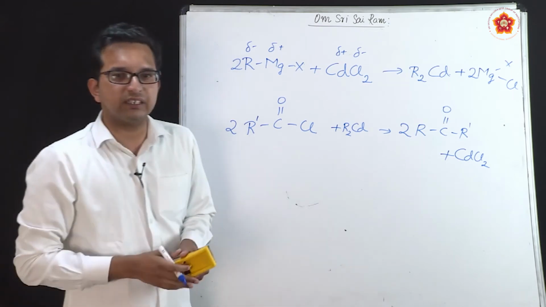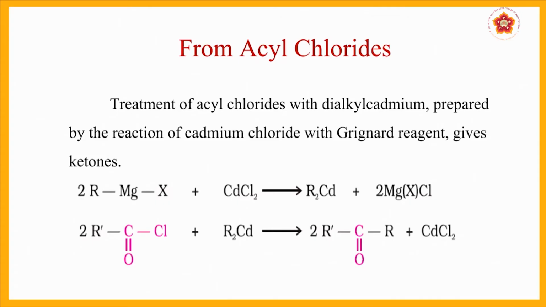Just as a revision, let us see that part once again. Where Grignard reagent is treated with cadmium chloride, you are able to get R2Cd. What is that basically? It is an alkyl compound in combination with cadmium. That is treated with an acyl chloride, and you get ketones along with cadmium chloride, which is the byproduct. A good thing here is that the byproduct need not be wasted, it can again be used in the first reaction. So, this is one of the ways to prepare ketones from acyl chlorides.